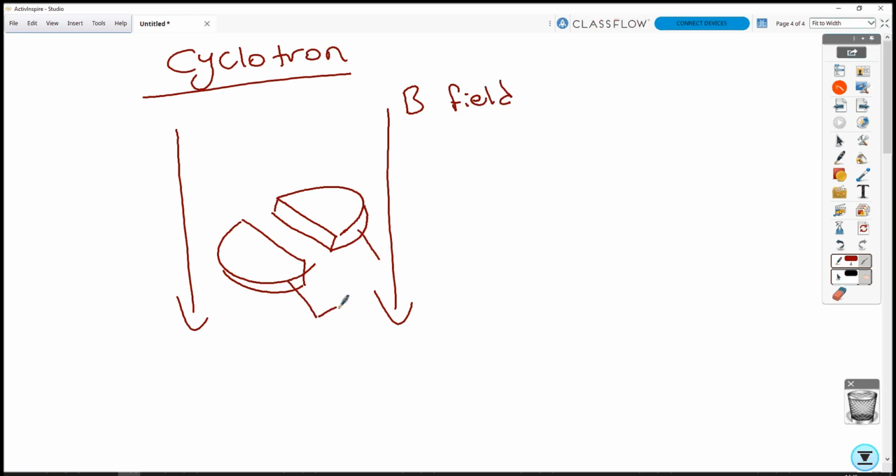These two are connected to a circuit, which is an alternating current. And these hollowed out semicircles are electrically charged. Because they're connected to an alternating current, each of these semicircles can change polarity. So there's a frequency at which they change. So AC allows for changing polarity. And these semicircles are called Ds.